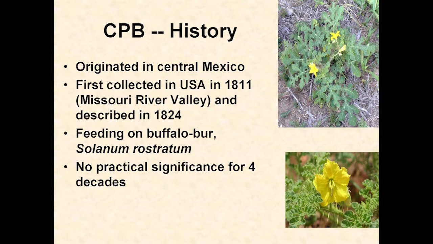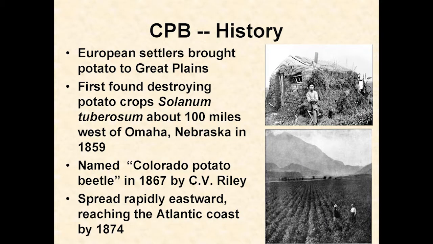This is an interesting insect in that we kind of blame the Lewis and Clark expedition for part of this story, but it originated in central Mexico, and it was discovered in the United States at about the time of the Lewis and Clark expedition, slightly after, because it was found in 1811, but it was named in 1824. Described means we put a name to it. And when it was found along the Missouri River Valley, it was feeding on buffalo burr, which is a weed that grows on the sandy shores of the river. Nobody noticed anything for 40 more years. After we found it feeding on buffalo burr out here in the Great Plains, nobody worried about it for the next 40 years. Suddenly, European settlers moved across the continent and brought with them their potato plant. We brought the crop to the pest.